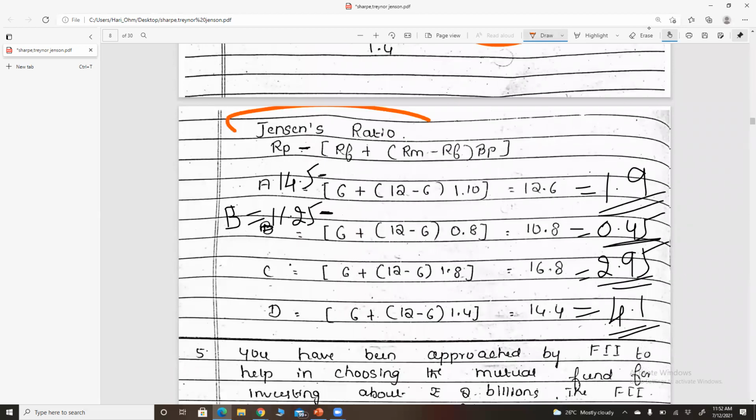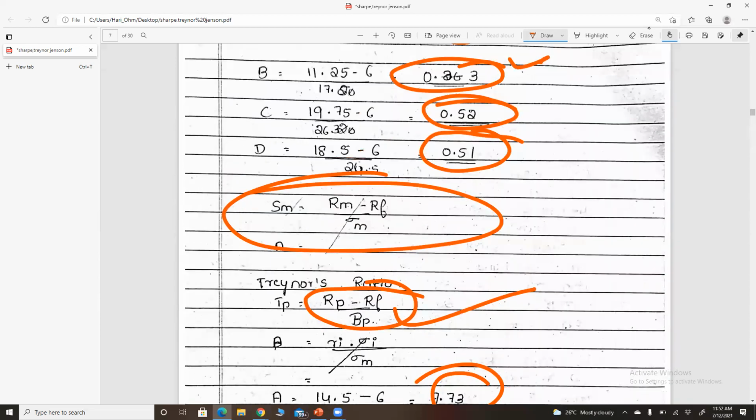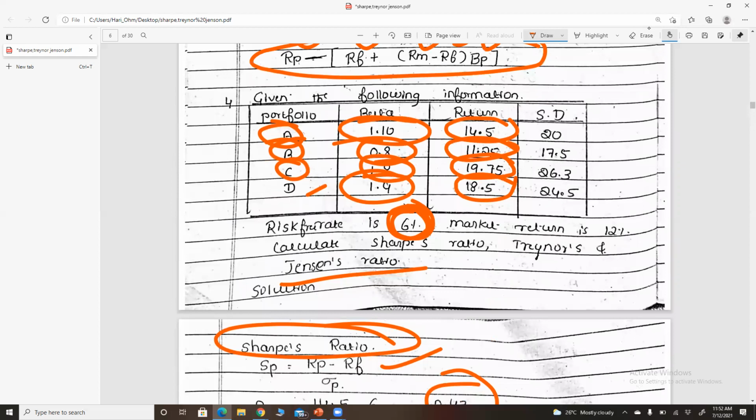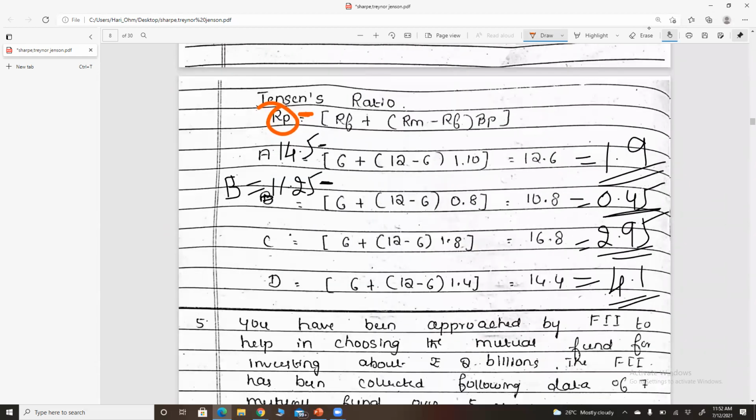Next, you need to calculate Jensen's ratio. There is a small mistake in the notes. The actual formula is Rp minus [Rf plus (Rm minus Rf) into beta P]. Now what is Rp? Return of the portfolio. That is the first one, 14.5 for A. Separately, you have to calculate for A, B, C, D.